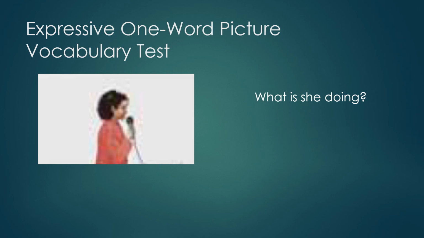Then we begin to use other types of measurement tools. The Expressive One-Word Picture Vocabulary Test is a booklet full of pictures like this one. This is called an expressive test because the person doing the test has to express the word out loud. They have to know the word, recall it from memory, and be able to say it out loud. That is what we call expressive language. So the child is asked to use one word to describe each thing, action, or adjective depicted in the picture. So in this case, I say, "What is she doing?" And the child answers, "Singing."